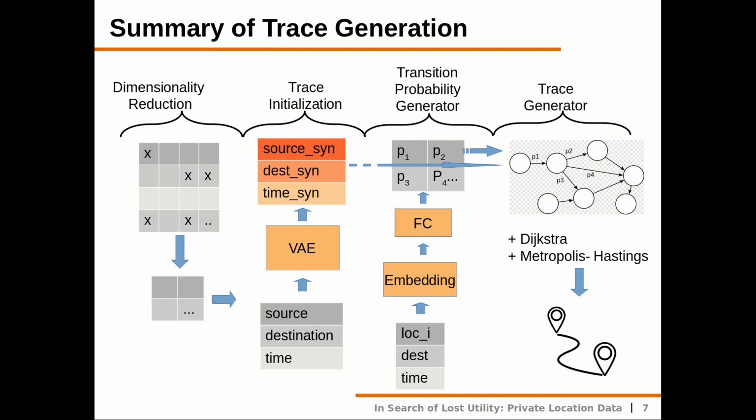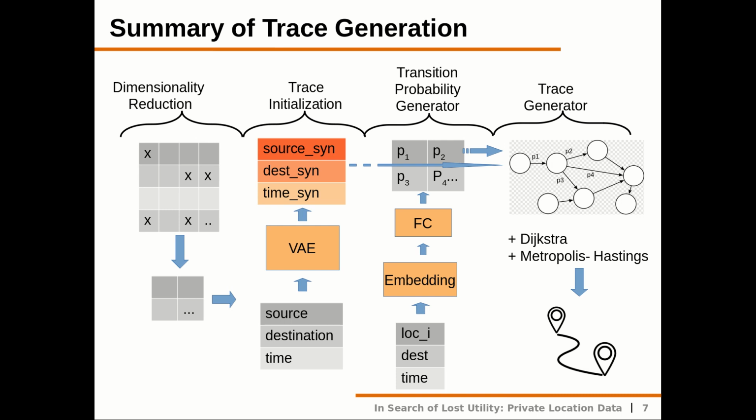And then the important part here is the second step, that you take a source, a destination, and a time information from a trace. You train a variational autoencoder on it. So you're going to get, in the end, synthetic source, destination, and time information. So we have now this, and in the third step, we generate the transition probability between each and any location in our input space.